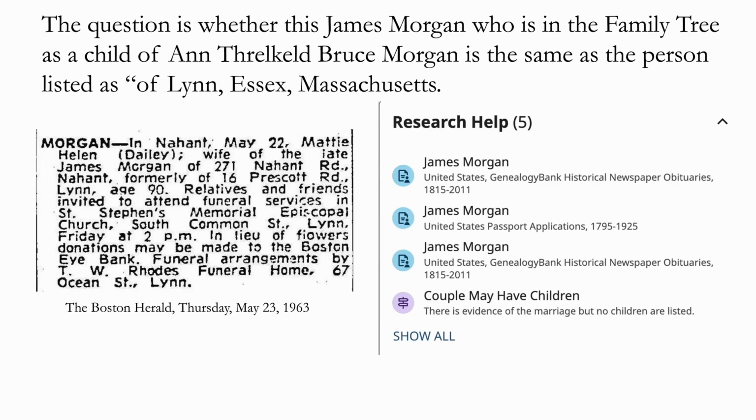And we've got other things. So we have a newspaper obituary. We have a passport application. We have more newspaper. And here it says that Morgan died May 22nd, and his wife's name was Maddie Helen Daly, wife of the late James Morgan, and the road and the place in Lynn, and he's 90 years old. And so we're pretty much sure where he was, but we still don't know from the obituary where he was born.